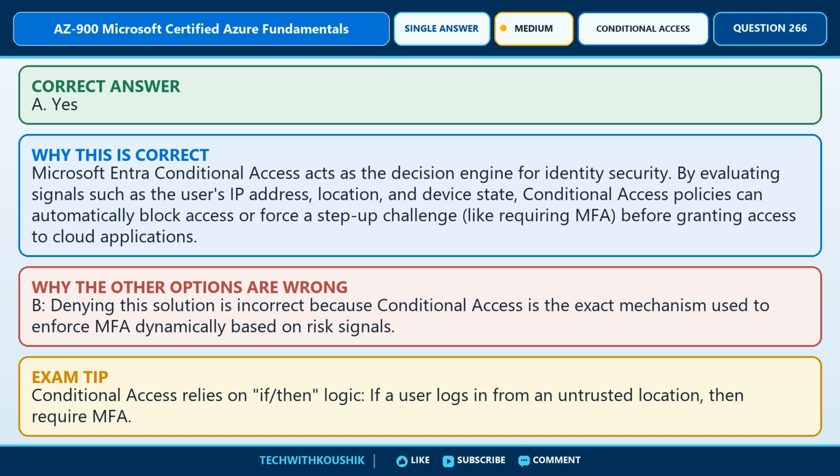Now let's rule out the other options. B. Denying this solution is incorrect because conditional access is the exact mechanism used to enforce MFA dynamically based on risk signals. Here's a useful exam tip. Conditional access relies on if-then logic. If a user logs in from an untested location, then require MFA.